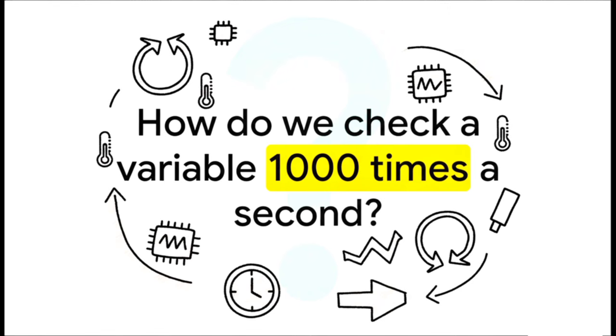So how do we force our code to check that variable, process it, and update the display 1,000 times every single second without writing 1,000 lines of code? Well, keep that question in mind, because that is exactly what we are going to master in our next deep dive into loops.